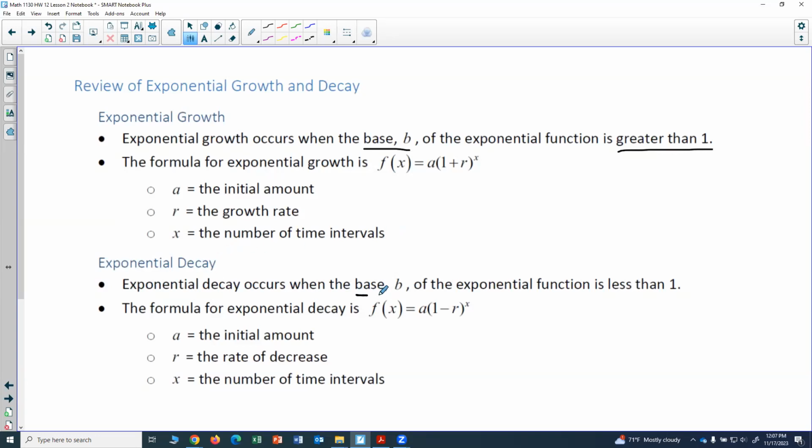Decay occurs when the base b of the exponential function is less than 1, but also remember that our base for an exponential is always greater than 0, so we would actually have 0 is less than b less than 1. And up here for growth, it would be b is strictly greater than 1. The formula for exponential decay is f of x equals a times the quantity 1 minus r to the x power, where a is the initial amount, r is the rate of decrease, and x is the number of time intervals.